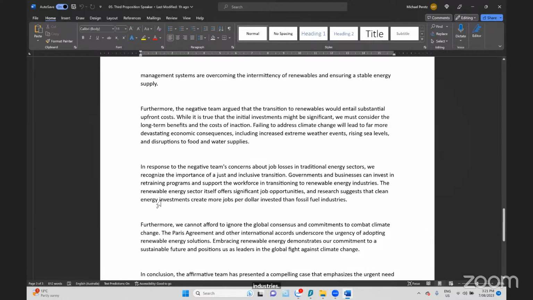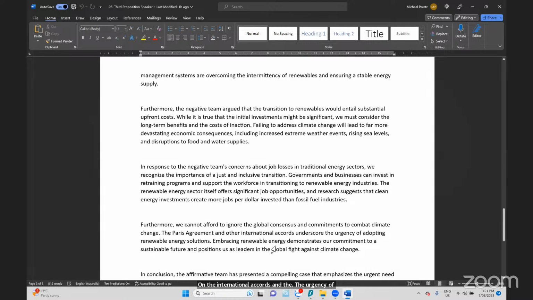The renewable energy sector itself offers significant job opportunities, and research suggested that clean energy investments create more jobs per dollar invested than fossil fuel industries. Furthermore, we cannot afford to ignore the global consensus and commitments to combat climate change. The Paris Agreement and other international accords underscore the urgency of adopting renewable energy solutions.